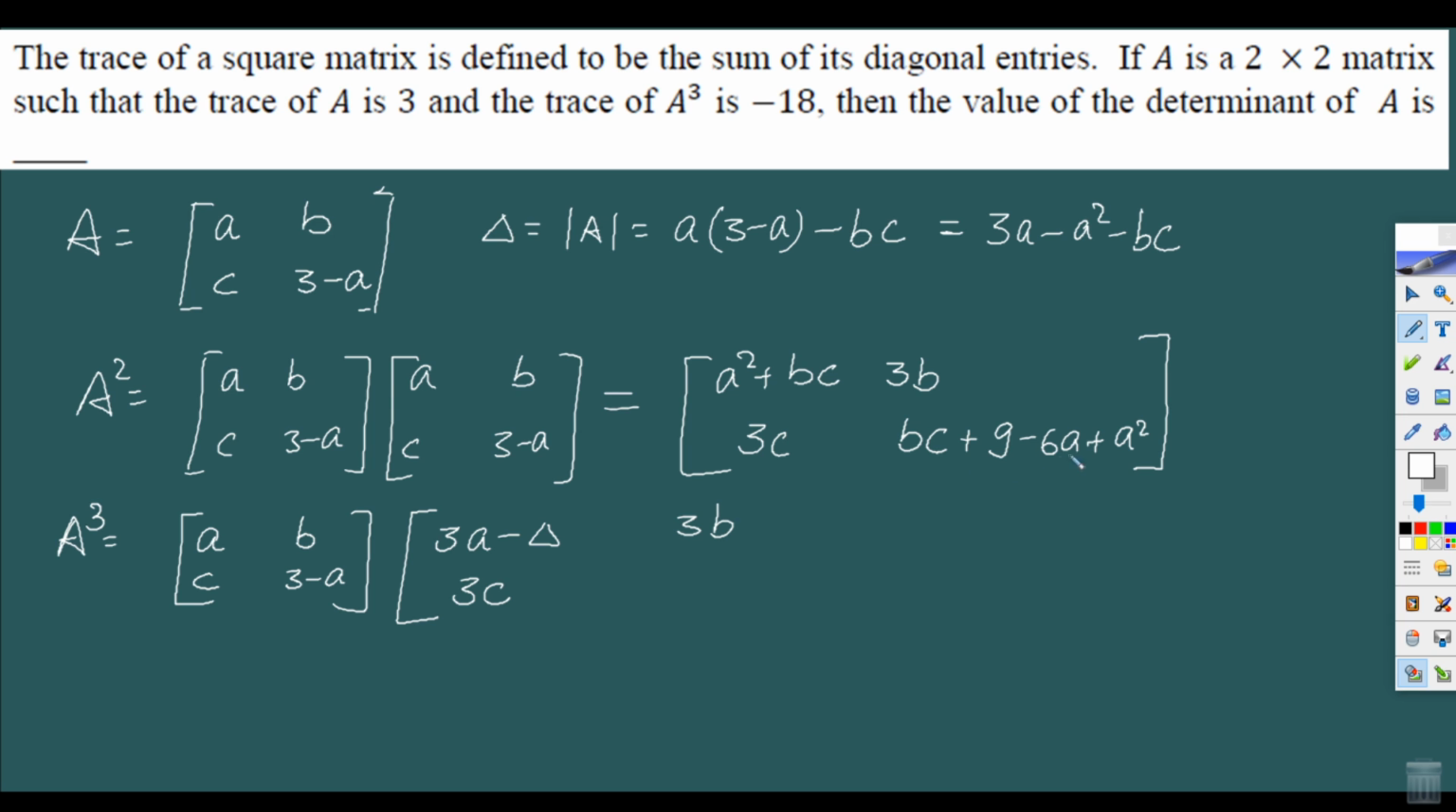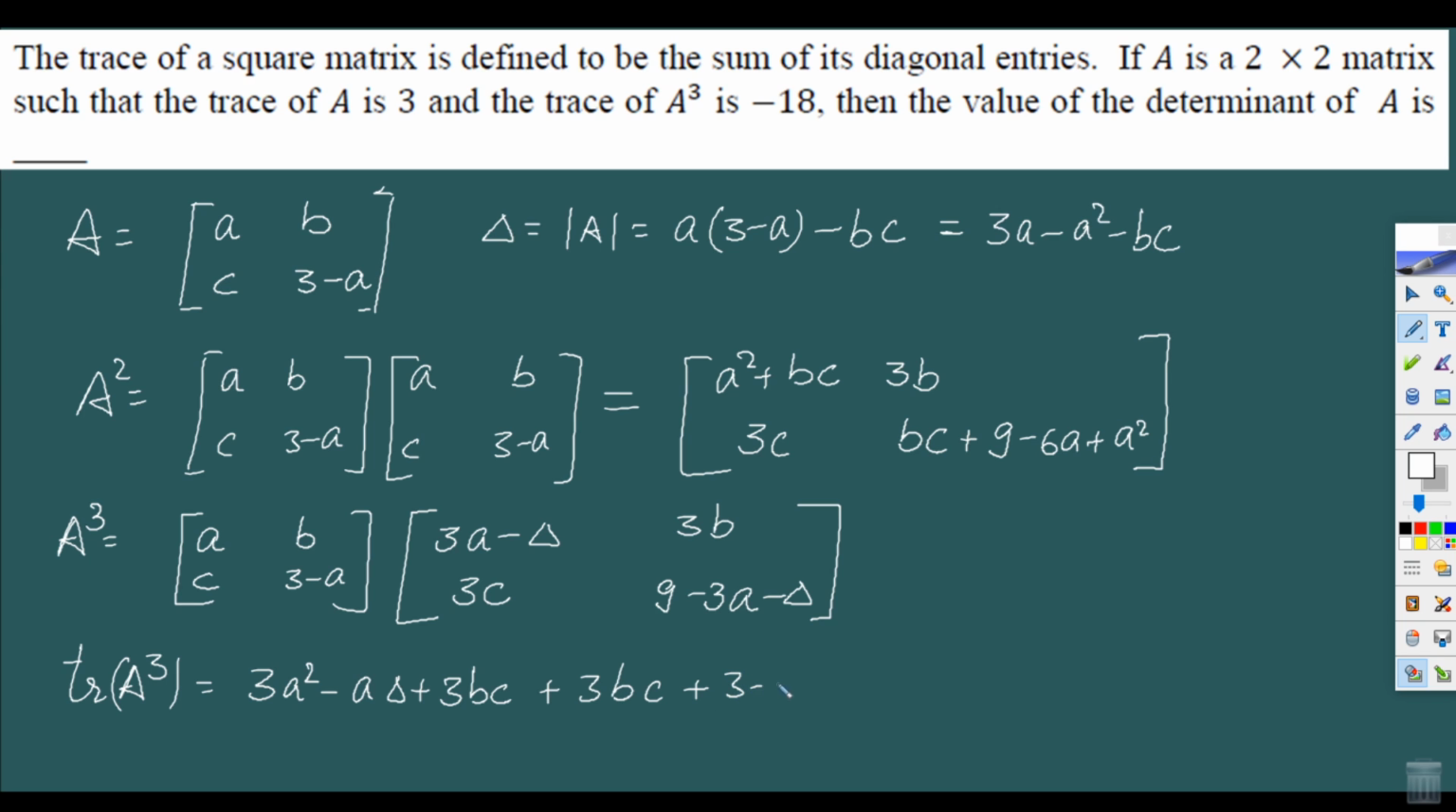When you come to talk about this, among these three terms, I can take A square plus BC as 3A minus delta. So if I take 3A minus delta, this becomes 9 minus 3A minus delta. And I don't need to do the entire A cube because we are only concerned about trace of A cube. Trace of A cube would come as the first row multiplied by the first column, so this is basically 3A square minus A delta plus 3BC. And the second row multiplied by the second column, that is again a plus 3BC, and 3 minus A multiplied by 9 minus 3A minus delta.